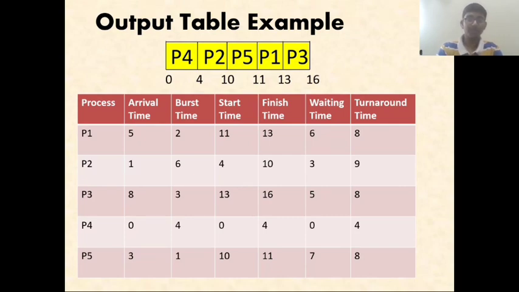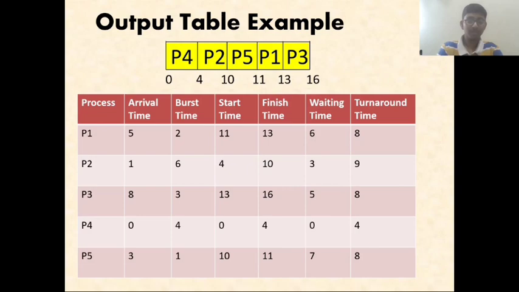After P4, the P2 process enters the Gantt chart. It starts at 4 and its burst time is 6. 6 plus 4 is equal to 10. So its completion time is 10. After P2, the P5 process enters the Gantt chart. Its starting time is 10 and its burst time is 1. 10 plus 1 is 11. So P5's completion time is 11.